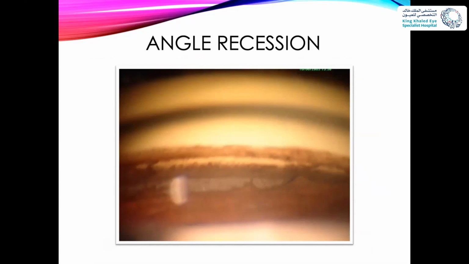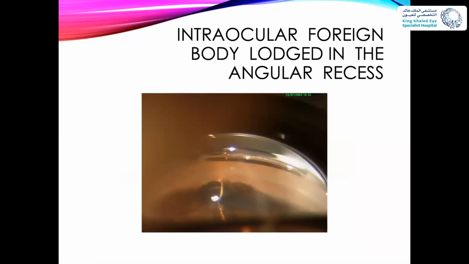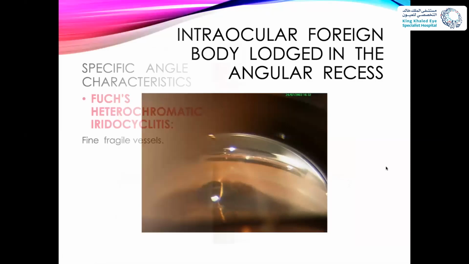It's very essential, whenever you have an angle recession, to do an evaluation at 360 degrees on this eye and another evaluation of the fellow eye for comparison. This is an example of a foreign body being found in the angle after many years of trauma to the eye.